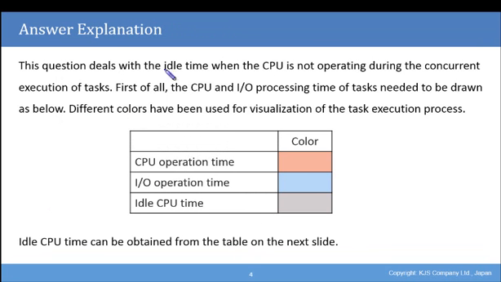This question deals with the idle time when the CPU is not operating during the concurrent execution of tasks. First of all, the CPU and I/O processing times of the task need to be drawn as below. This is shown on the next slide. Different colours have been used for visualization of the task execution process, so it's easier to see when the CPU is going to be idle. The idle CPU time can be obtained from the table on the next slide.